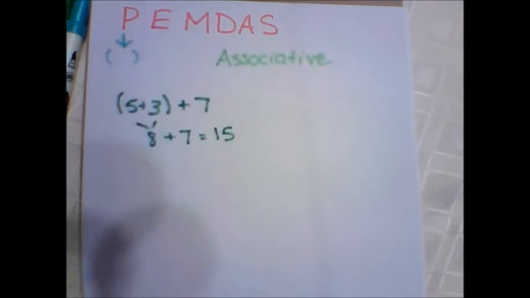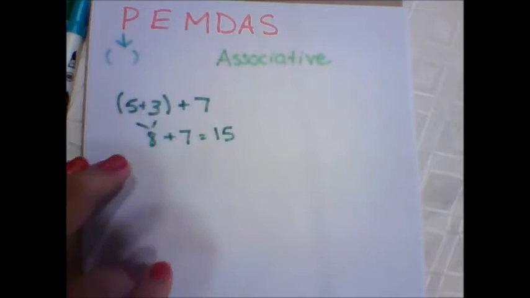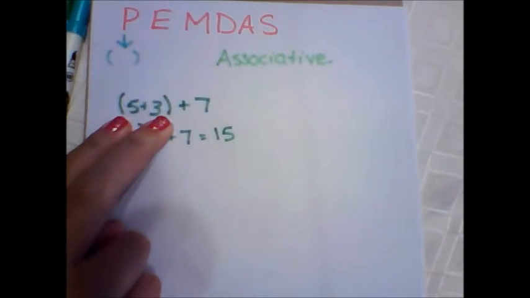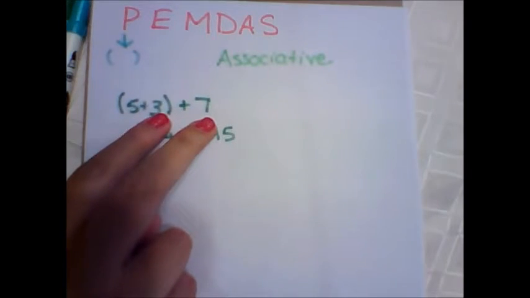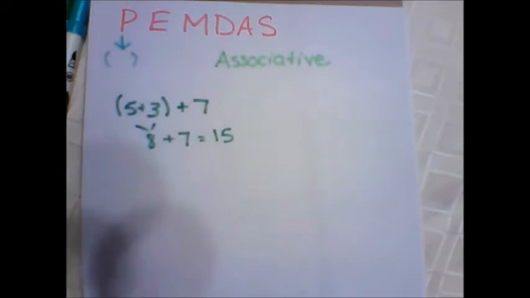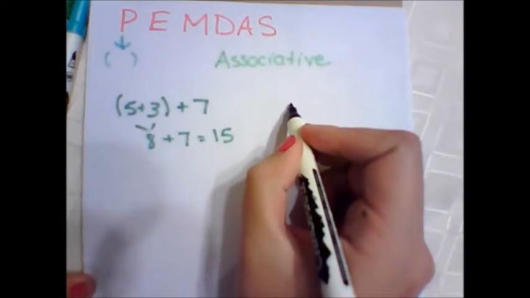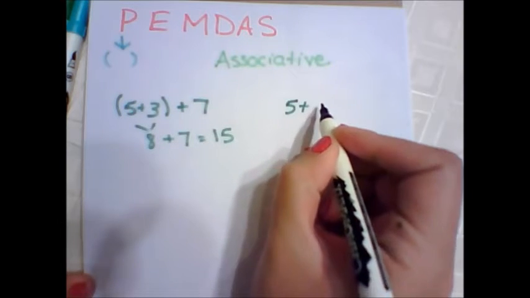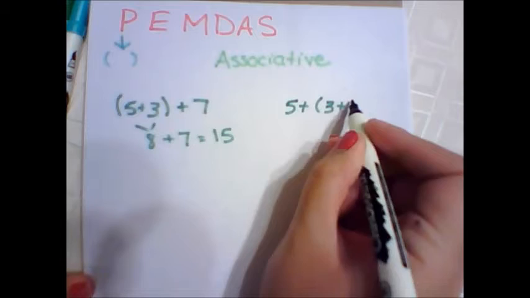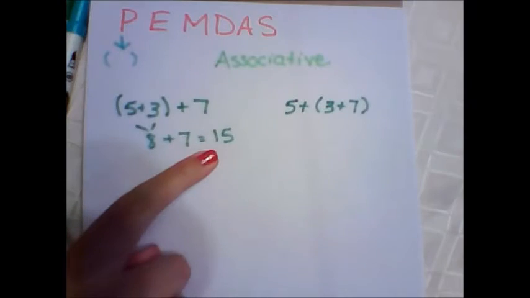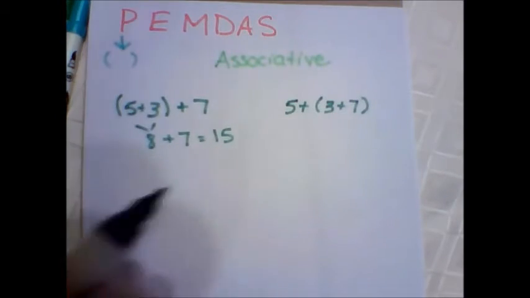Now, this property tells us, great, when it comes to addition, and there's addition throughout the entire problem, I can move those parentheses with ease. Instead of putting those parentheses here to encompass the 5 and the 3, I'm going to move it over to encompass the 3 and the 7. Let's watch it here. 5 plus the quantity 3 plus 7. Let's see if we get the same sum of 15.